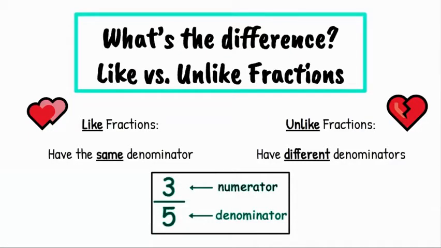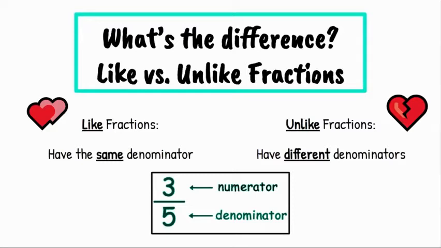Some things that we're going to be seeing in this lesson are like and unlike fractions. What's the difference? So first, let's take a look at like fractions. These fractions have the same denominator. So the denominator, once again, is the number on the bottom. I have that little picture below here. So the denominator is the bottom number. It is a like fraction if the bottom numbers are the same. If the fractions have different denominators, they are considered unlike fractions.